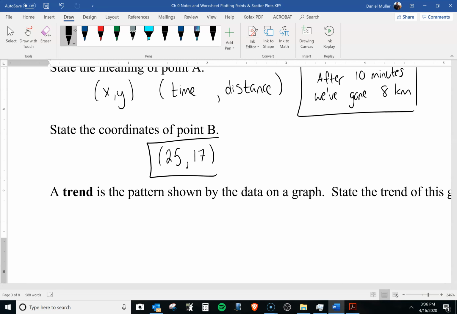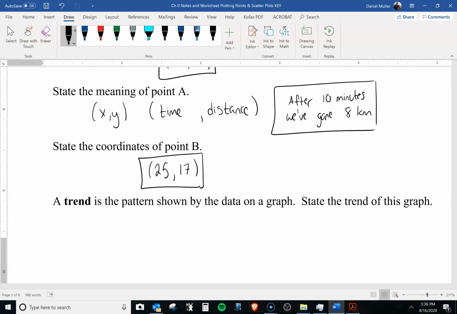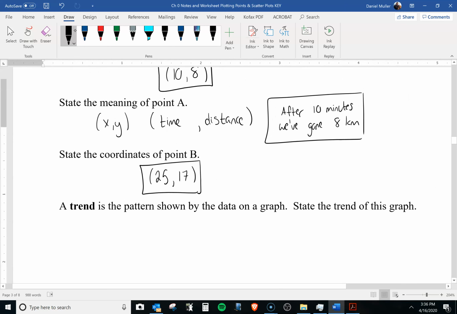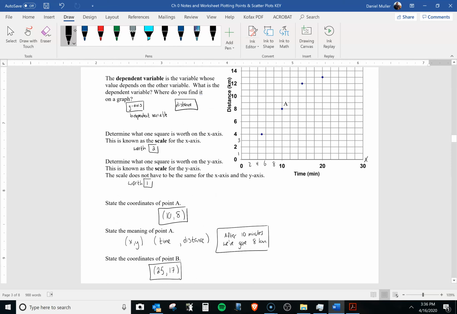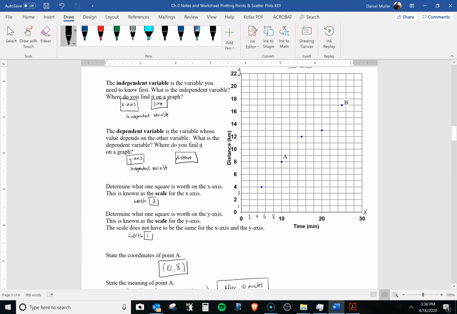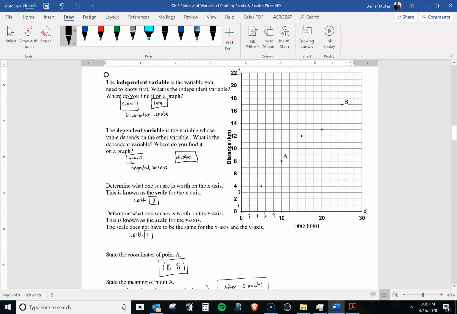Now it says here, a trend is the pattern shown by the data on the graph. So we're looking to see, is there a pattern? State the trend of this graph. So you look at this graph, what is the trend? What is the pattern? Well, the trend is, looks like we're heading up. And what I mean by that is, as time is going on, our distance is going further. And that seems like that would be an accurate description.